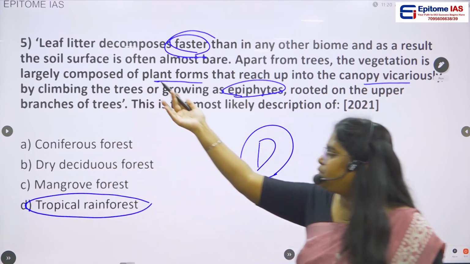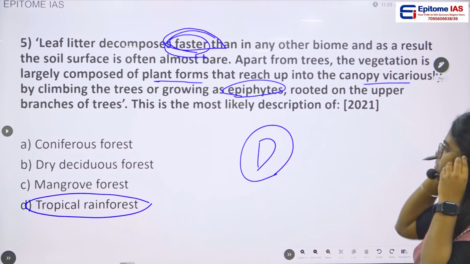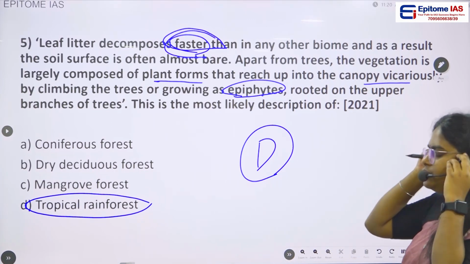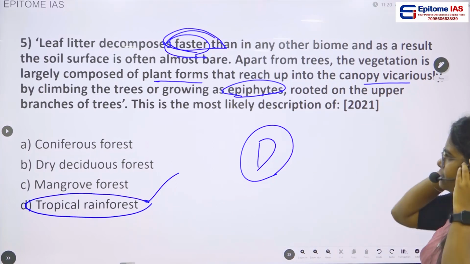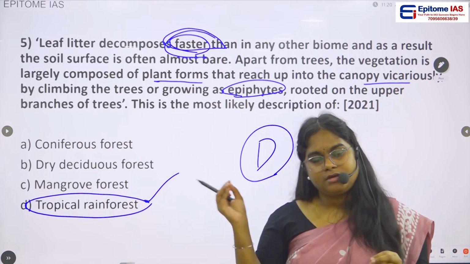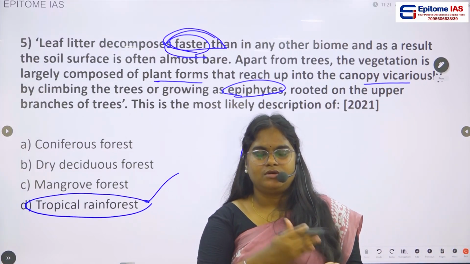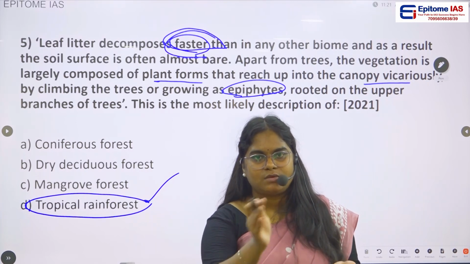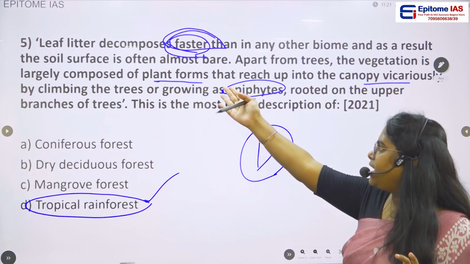So this first point: heavy litter decomposes faster than in any other biome. This is one of the descriptions given to the tropical rainforest. And because of that, the soil surface is almost bare. The other reason is heavy rain. Because of that, leaching takes place and it leaches out the top surface of the soil along with the nutrients. That's why it is very bare.